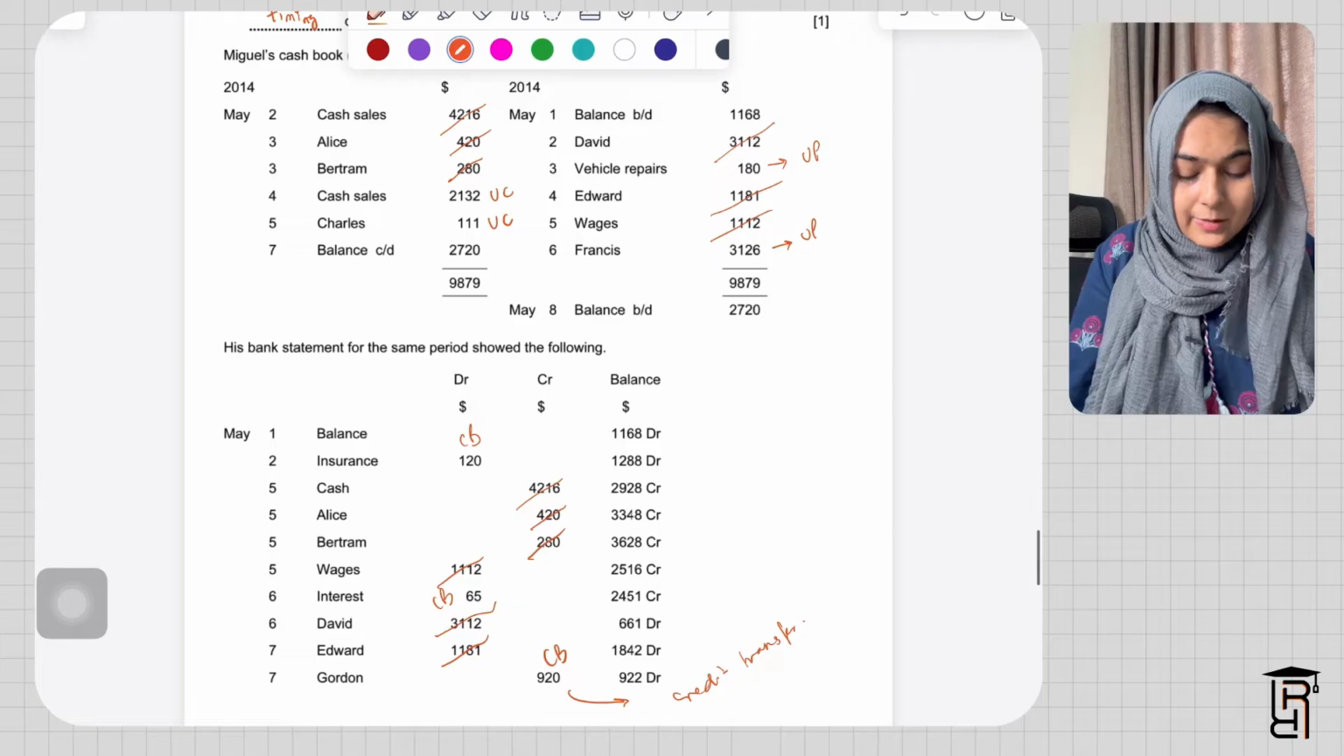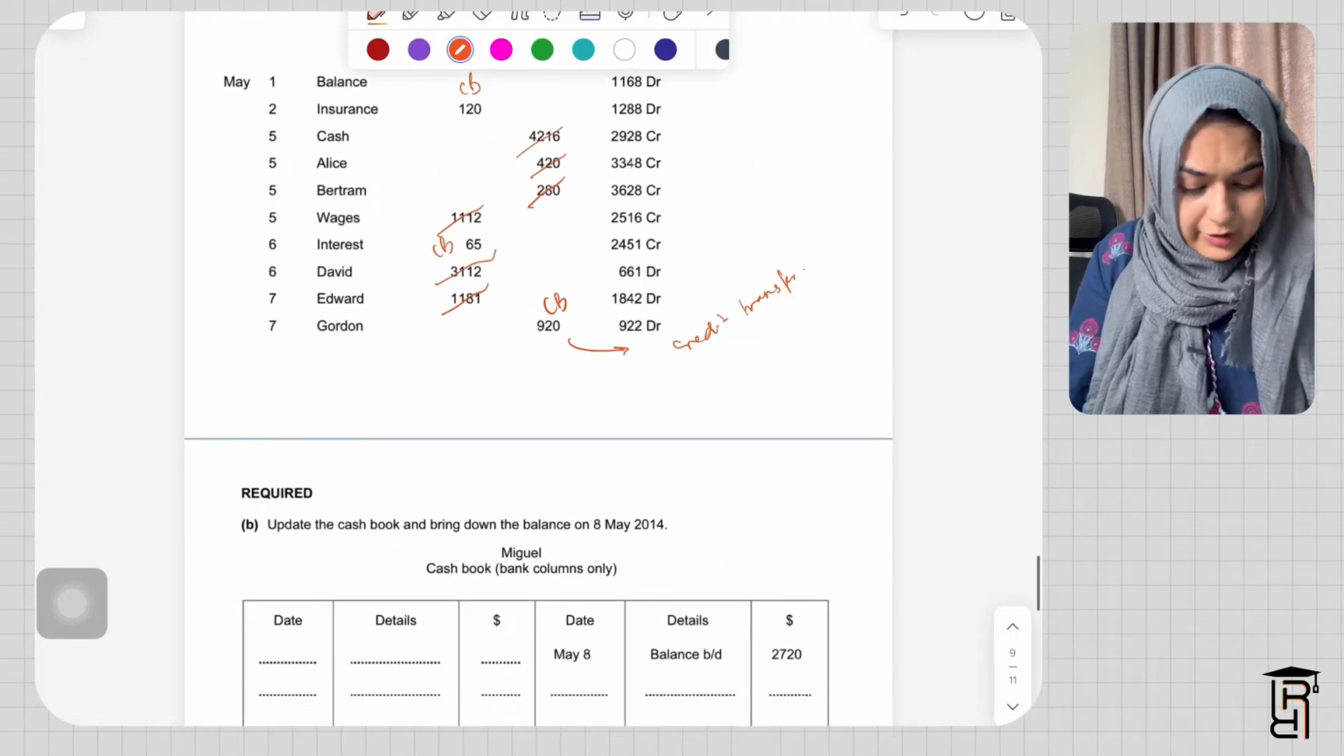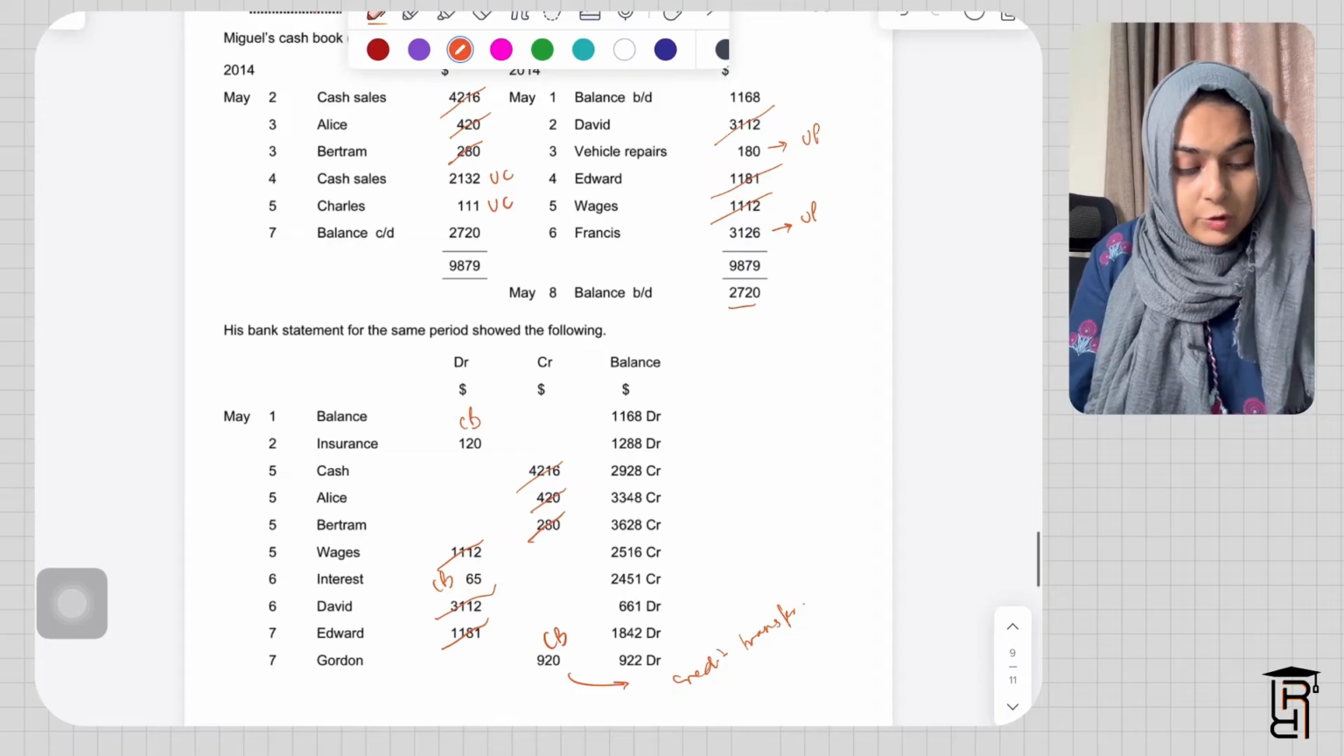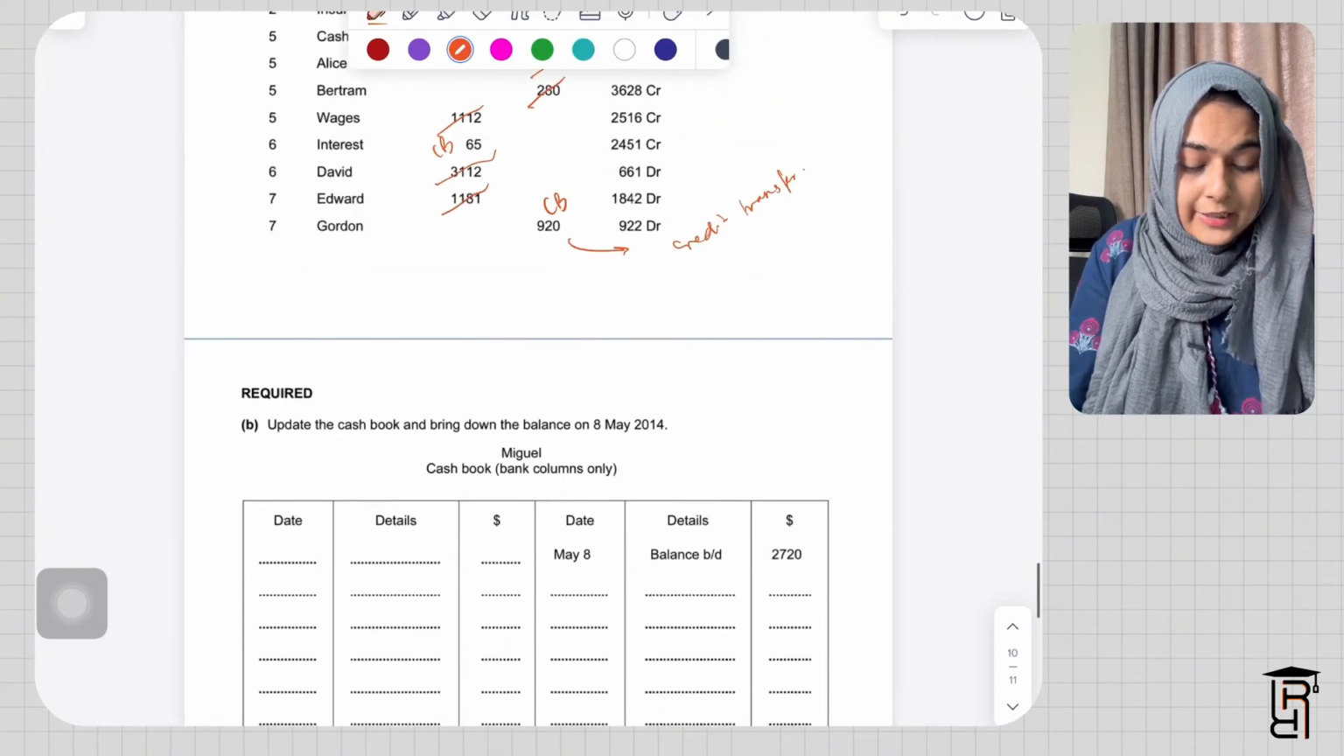And there are three items which we need to record in the updated cash book. There are no errors. So we have started with a balance brought down of 2720, which is there in the updated cash book.